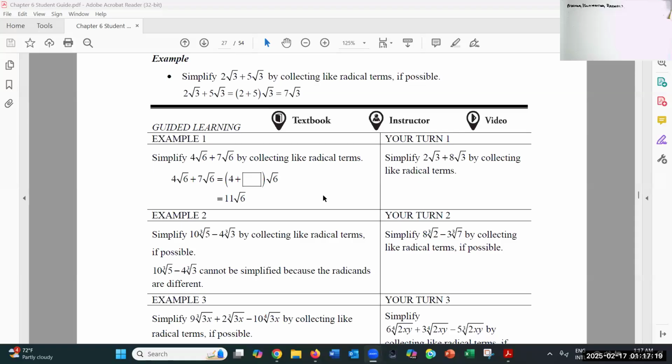I'm going to write the problem and then stop sharing so it's easier for both of us. If I were to combine 2 radical 3 plus 8 radical 3, this is in the basics.